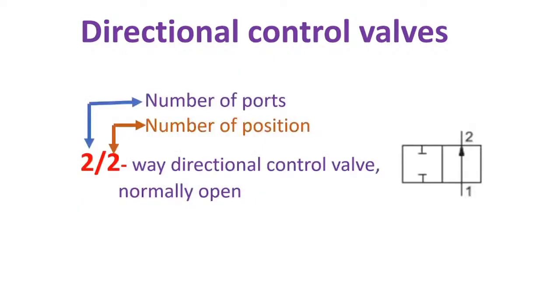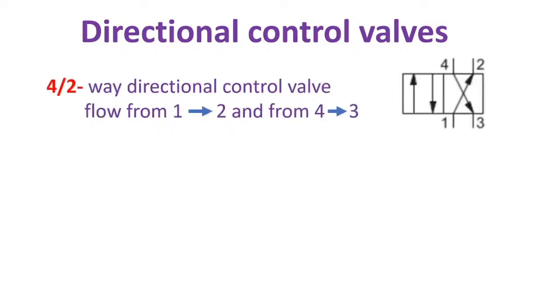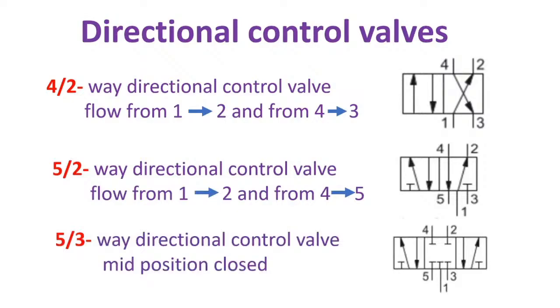This is one of the examples of directional control valves. The first number represents the number of ports, and the second number represents the number of positions. This valve is a two-way directional control valve, normally open. The next one is a two-way directional control valve, normally closed. The next one is a two-way directional control valve, flow from 1 to 2 and from 4 to 3. The next one is a two-way directional control valve, flow from 1 to 2 and from 4 to 5. Next, three-way directional control valve, mid position closed.